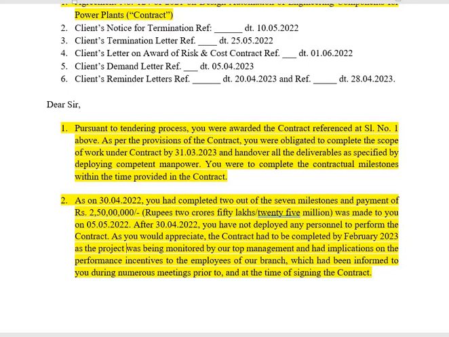As you would appreciate, the contract had to be completed by February 2023 as the project was being monitored by our top management and had implications on the performance incentives to the employees of our branch, which had been informed to you during numerous meetings prior to and at the time of signing of the contract.